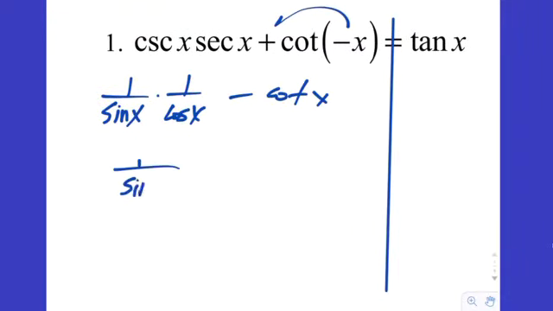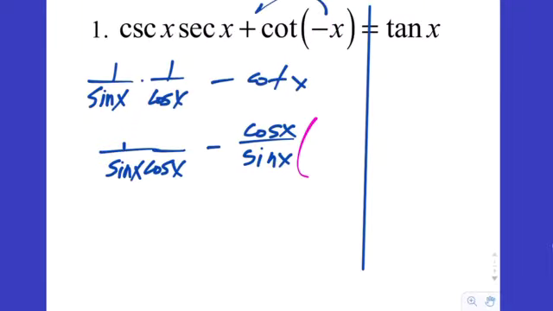Then I'll say that's 1 over sine x cosine of x. Put them under the same term. And then cotangent is cosine over sine. Some people are still calling cotangent sine over cosine. At this level, this late in the game, that's really unforgivable. All right, so now you have two terms on the left and one on the right, so you need a common denominator. So then we can multiply by cosine over cosine to get that common denominator.